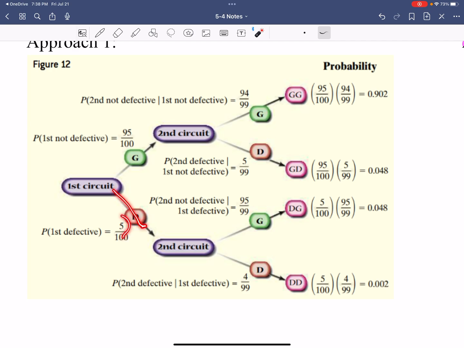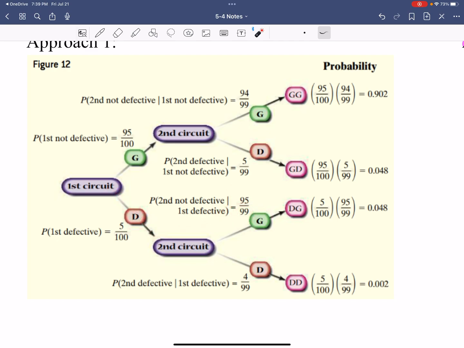What if I pull a bad one to begin with? Well, 5 out of 100, right? That's an option for a bad one. And then I pulled a bad one already, so there's only 4 out of the 99 left. Do you see what's going down there? If I pull a bad one first, I still have 95 good ones out of the 99 left.